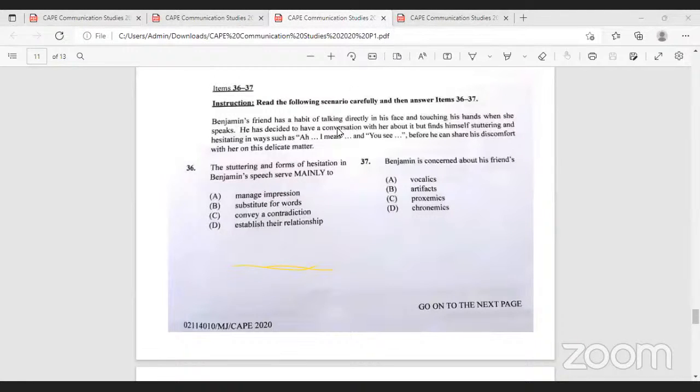36, the stuttering and forms of hesitation in Benjamin's speech serve mainly to do what? Manage impression, substitute for words, convey a contradiction, or establish their relationship. Stuttering and hesitation. What does it do? Why is he saying, I mean, and you see? B. Okay.